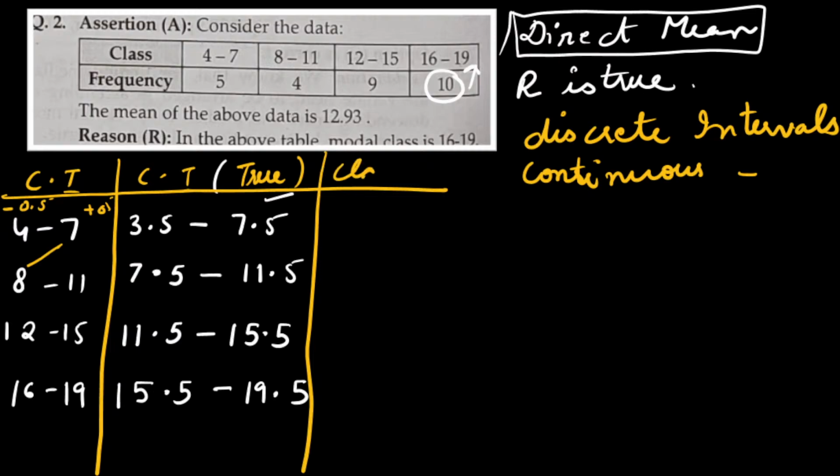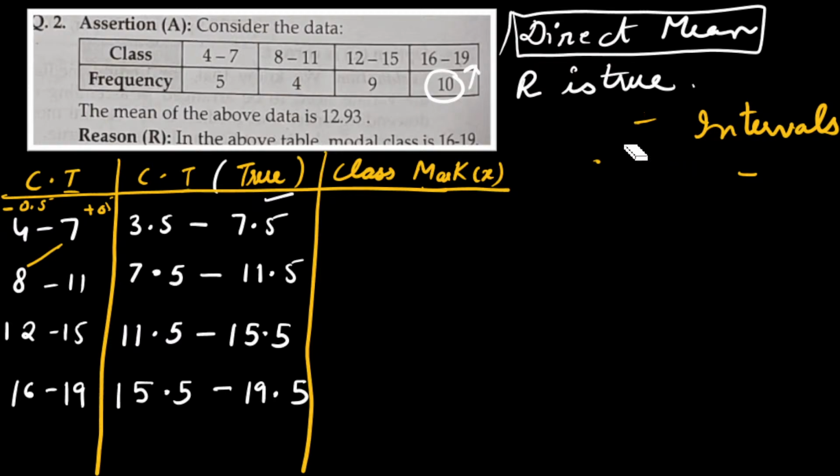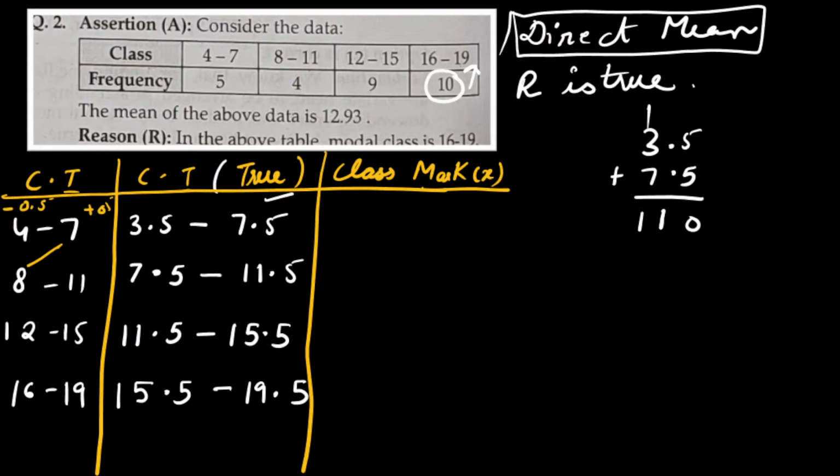Now another term which you should know is class mark, which we write as small x. Whenever intervals are there, we have to find the class mark. How will we find it? We add the upper limit and lower limit of the interval and divide by 2. For example, the first one: 3.5 plus 7.5 is 11, and we divide it by 2. So 11 divided by 2 gives 5.5.